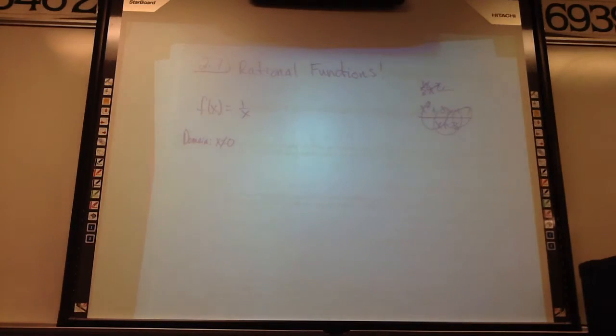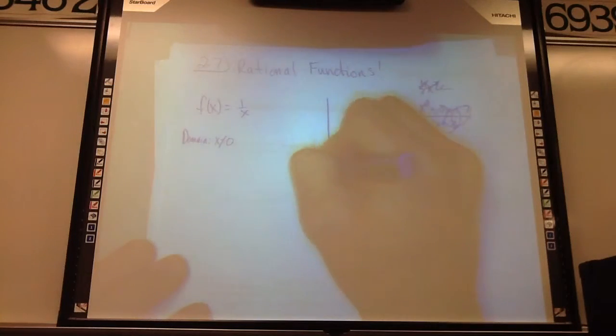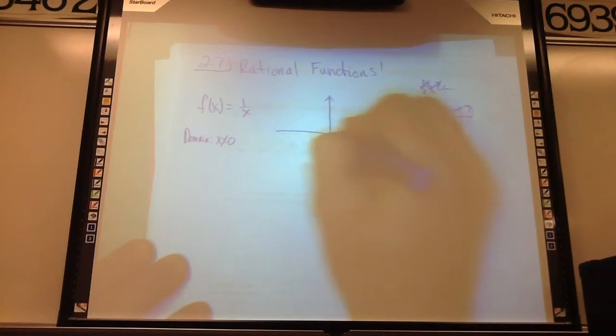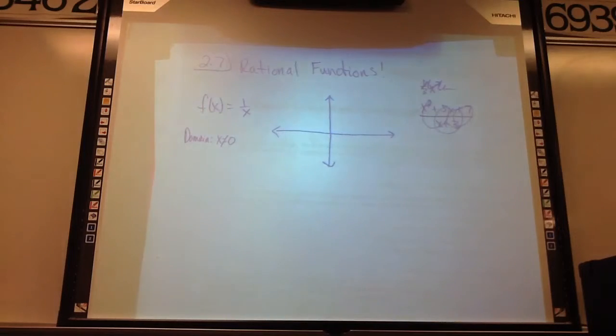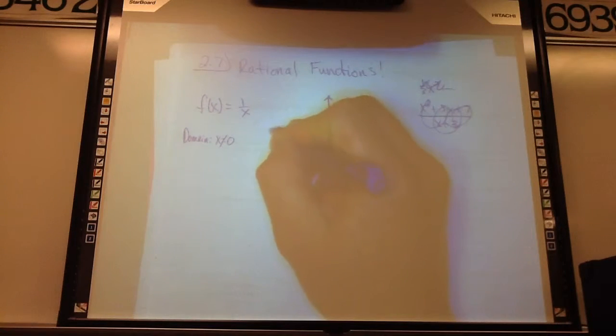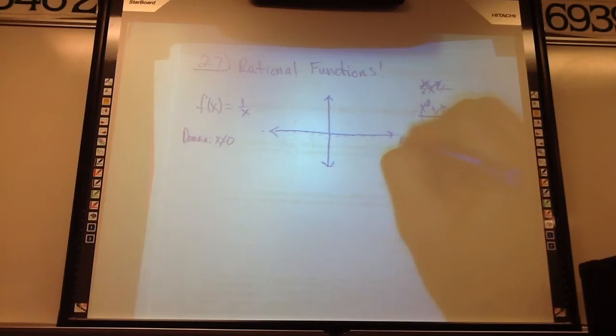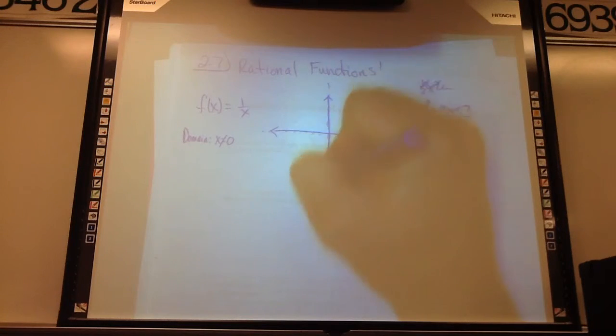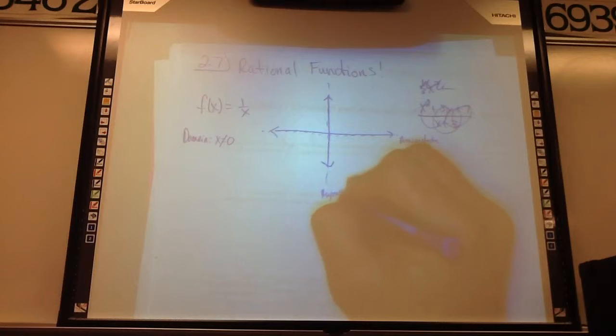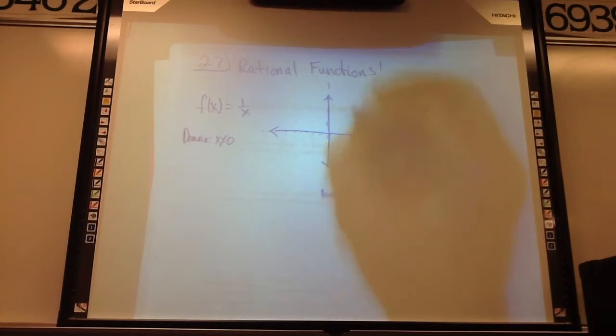You know what the graph looks like? Isn't it the one with the 2? The 2, yeah. What does it have right here on the x-axis? Yeah, an asymptote. There's an asymptote there. Is there another one? There's one right here.